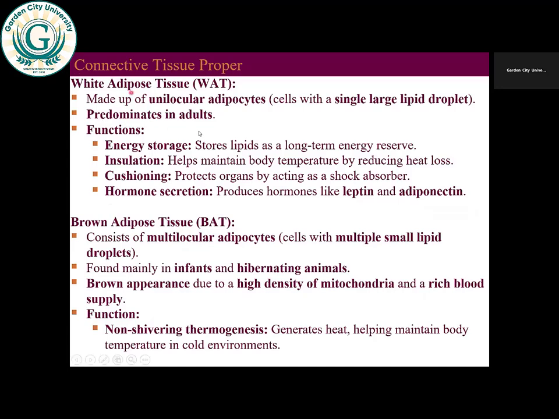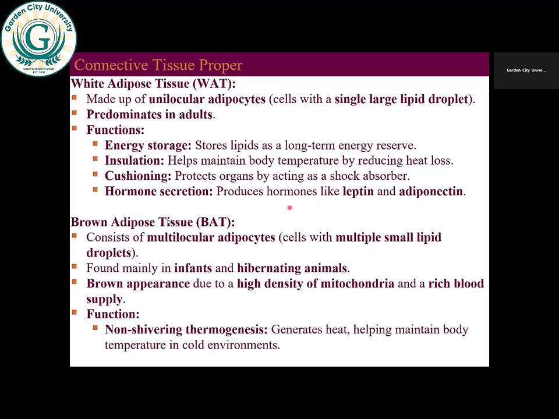The white adipose tissue is what you normally find in adults. The brown adipose tissue is found in infants. These white adipose tissues, of course, function in energy storage, insulation, and cushioning. You should also know that your fat cells produce hormones.